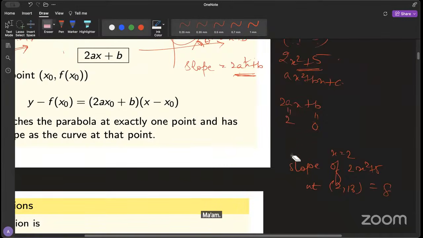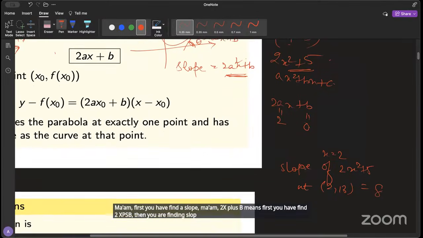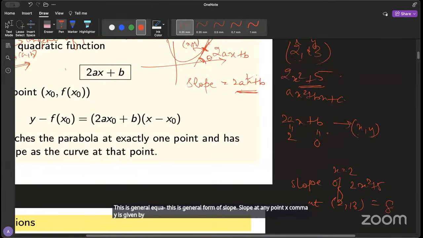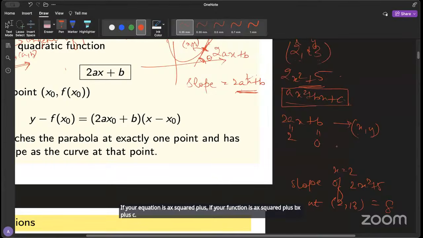Ma'am, this is what you have to find, the slope? Ma'am, 2ax plus b means first you have to find 2ax plus b, then you are finding the slope. This 2ax plus b is the general slope for any point x comma y. This is the general form of slope. Slope at any point x comma y is given by 2ax plus b. If your function is ax squared plus bx plus c, then the slope for this function at the point x comma y is given by 2ax plus b.